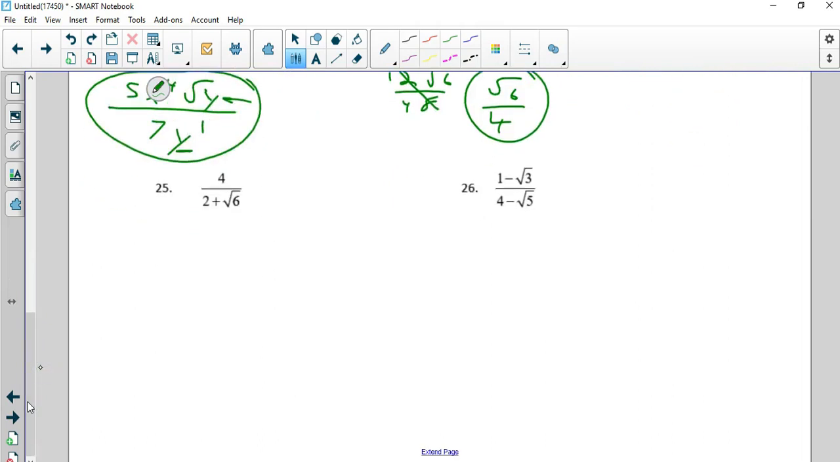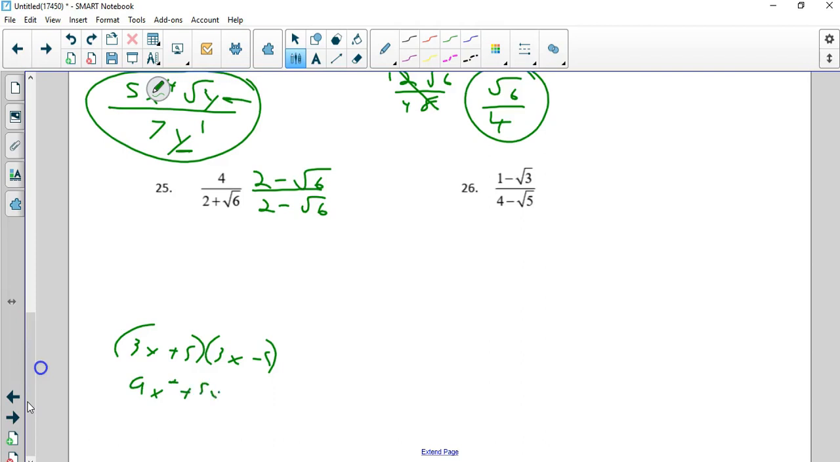Okay, here we multiply by the conjugate, top and bottom, which means we do the same thing, except just minus. And let's step back a little bit to algebra. Remember the difference of two squares? When we multiply this, we get 9x squared plus 5x minus 5x minus 25, and this cancels out.